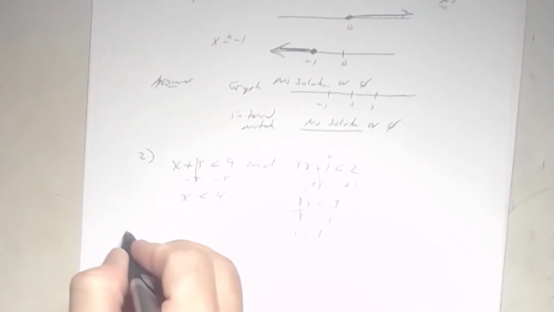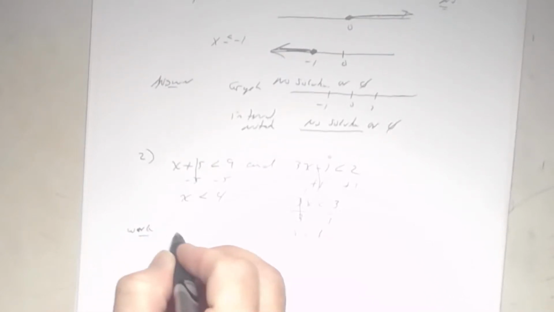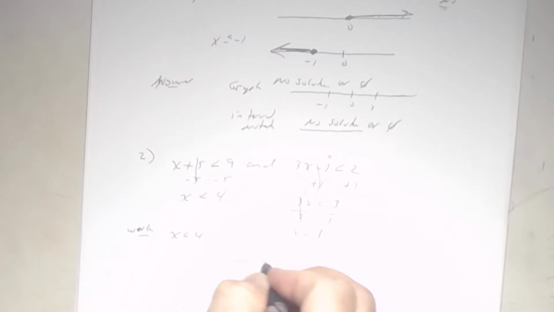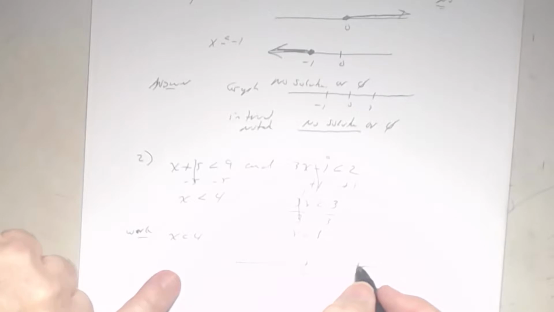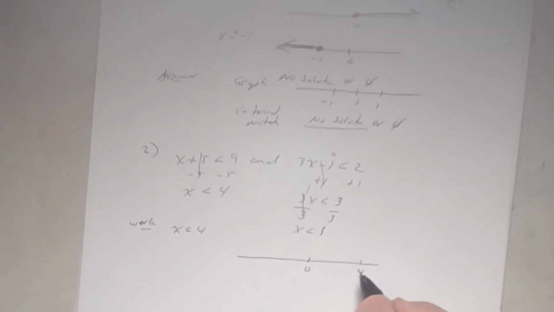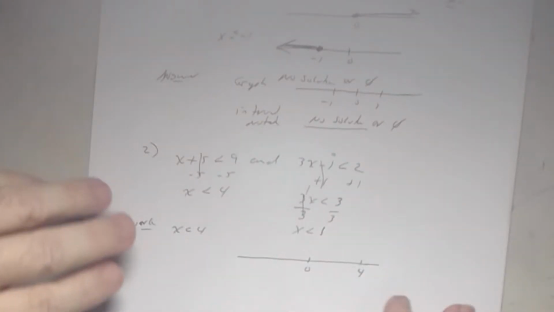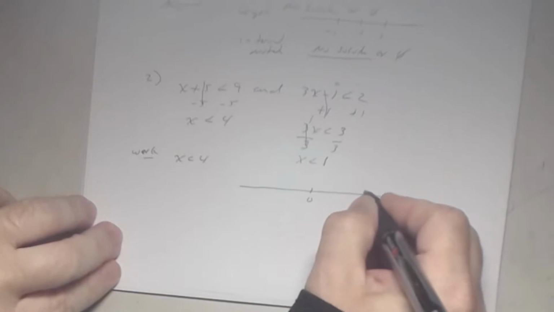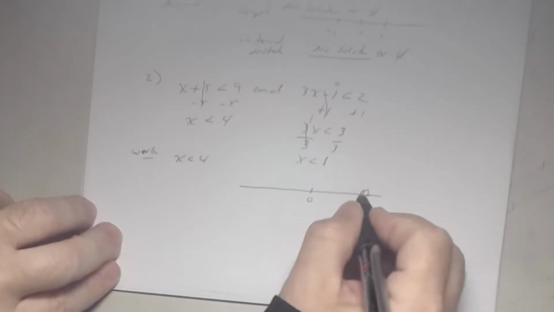So here's your work. Now this is part of your work as well, but here's the work to get to the graph. You're going to graph the first one. So x is less than 4. So let's always put 0 on here. So 0's here. Where's 4? On the right. Okay. What do I put on 4? Open circle? Yes. Okay. So I put an open circle on 4. Going which way? To the left.